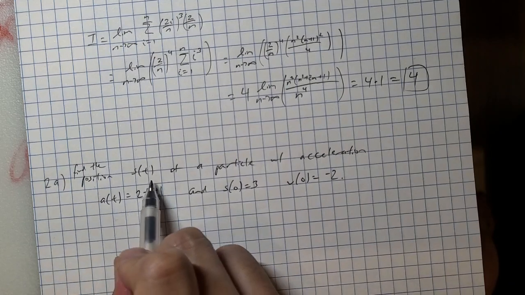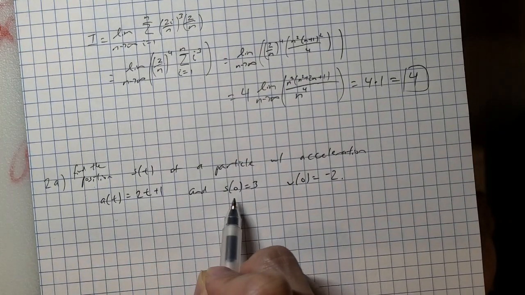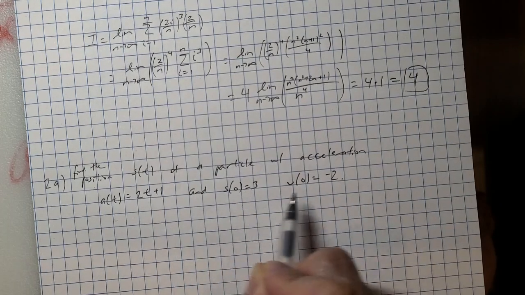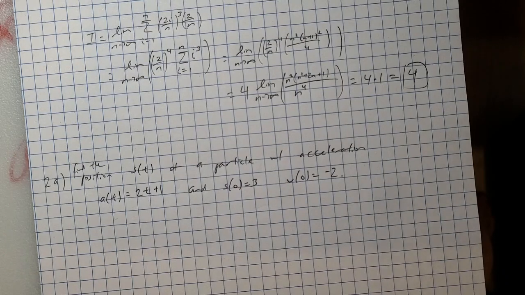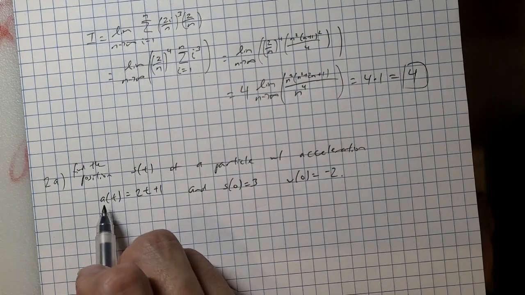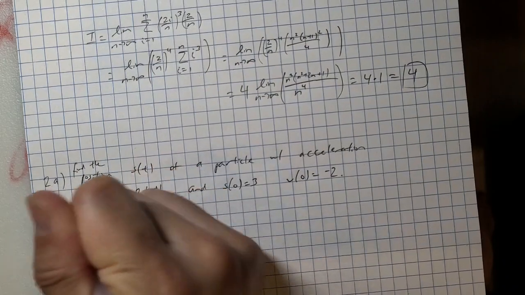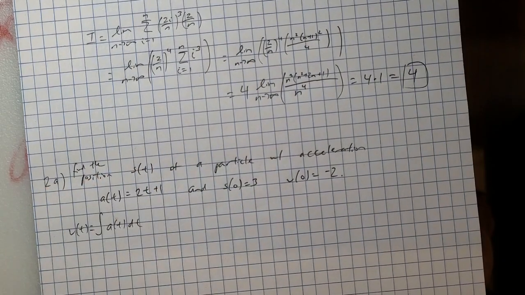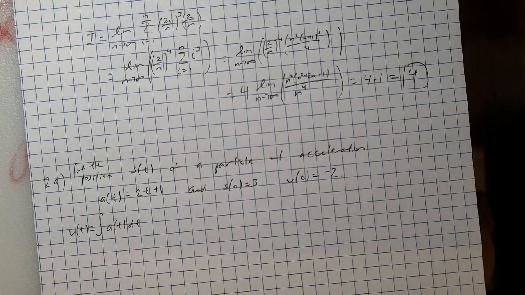Let's find the position s of t of a particle with acceleration a of t is this guy, and they give us initial conditions. s of 0 is 3, v of 0 is minus 2. Okay? So how to do this? We have to integrate. Integral of a of t dt, that's v of t, velocity, is the integral of acceleration. Remember, acceleration is the derivative of velocity, so velocity is the antiderivative of acceleration.